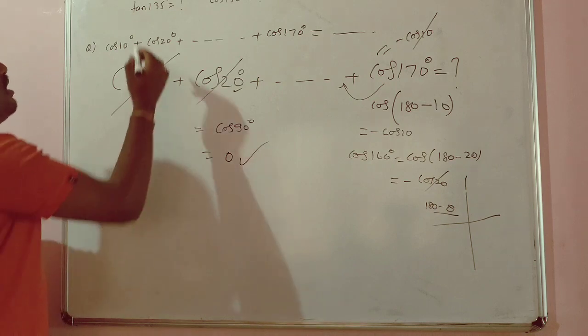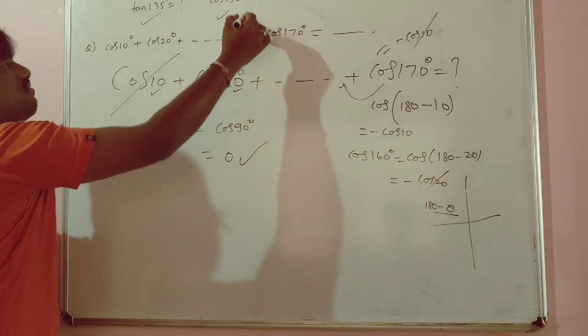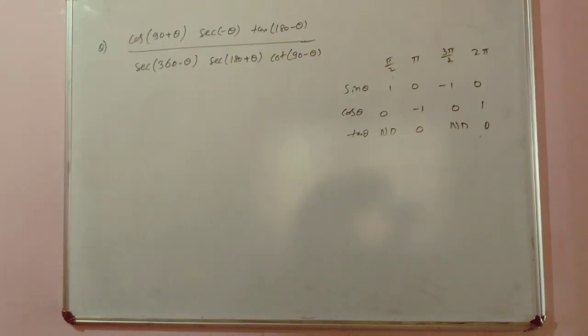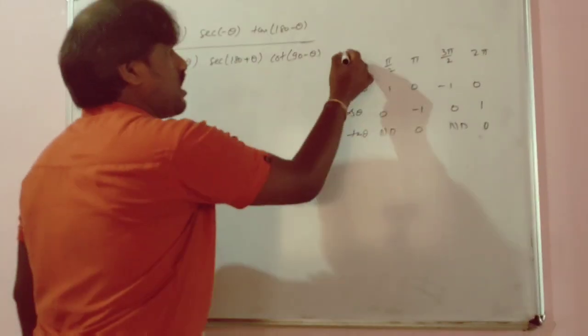We will do more problems. Tan 135 degrees, cos 150 degrees. These values you find and tell me the answers. Let's find some questions here. Now this is the question. Okay, these values I gave you.